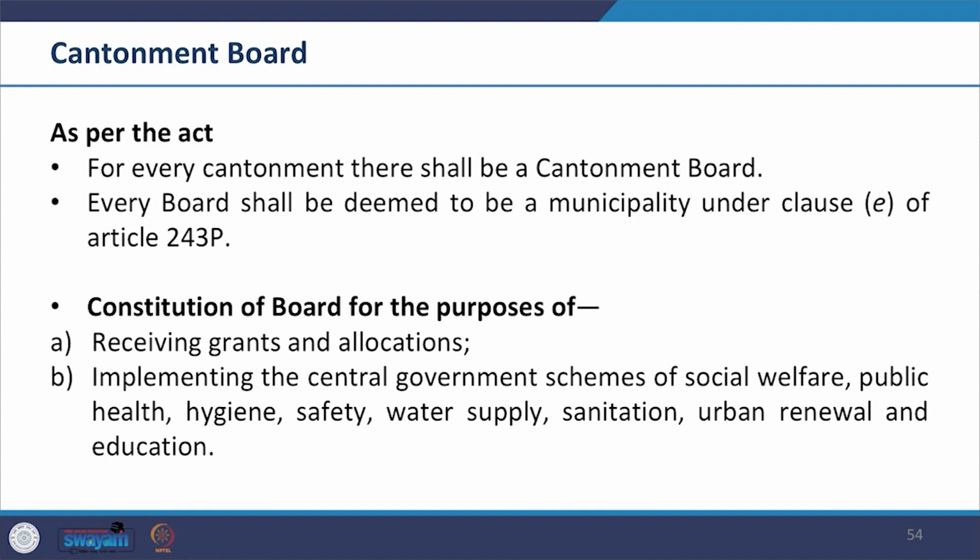So you see that the purpose of the board is for receiving grants and allocations, implementing the central government schemes for social welfare, public health, hygiene, and so on. Further, you see that the board will have perpetual, which means continuous, power to acquire and hold property, both movable and immovable, and it will also have the right to contract. And the board can sue and can be sued for the particular duties which they will perform. We shall pay attention to this structure.